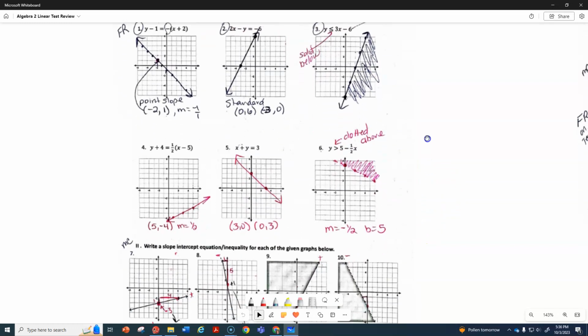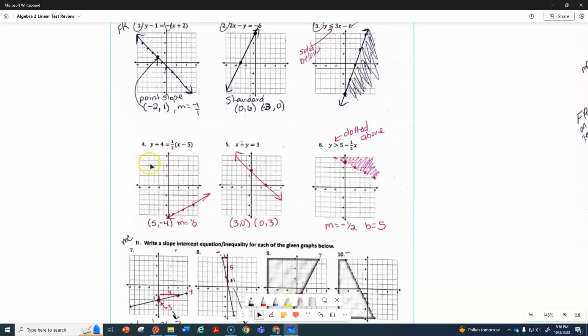I'm not going to go through every single one of these because, again, this is exactly the same thing. You've got a point and a slope. You've got X and Y intercepts, and you've got a Y intercept and a slope. You should be able to do those the same way. This should be what I see, though, when I look at your paper.